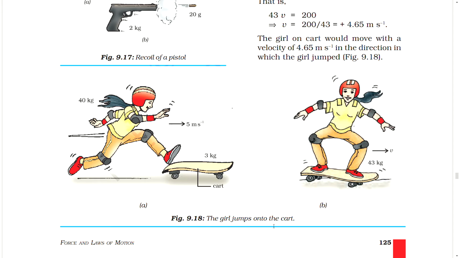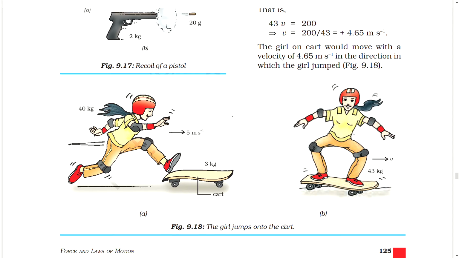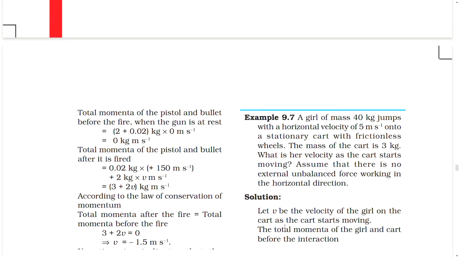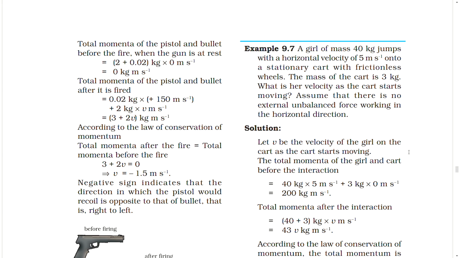Figure: the girl jumps onto the cart. Example 9.7. A girl of mass 40 kg jumps with a horizontal velocity of 5 meter per second onto a stationary cart with frictionless wheels. The mass of the cart is 3 kg. What is her velocity as the cart starts moving? Assume that there is no external unbalanced force working in the horizontal direction.